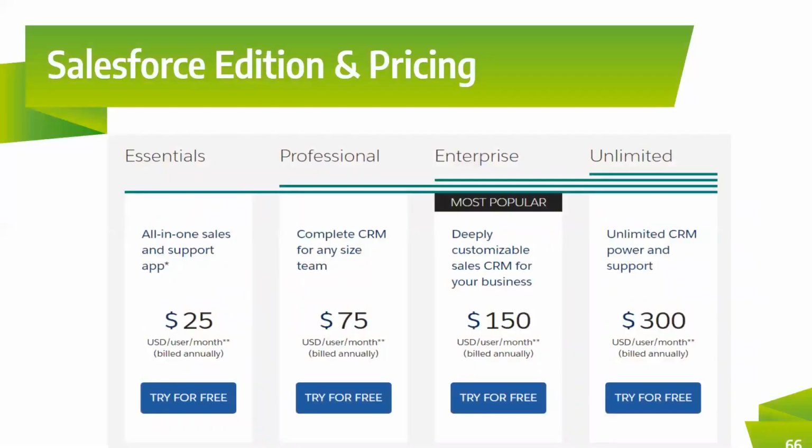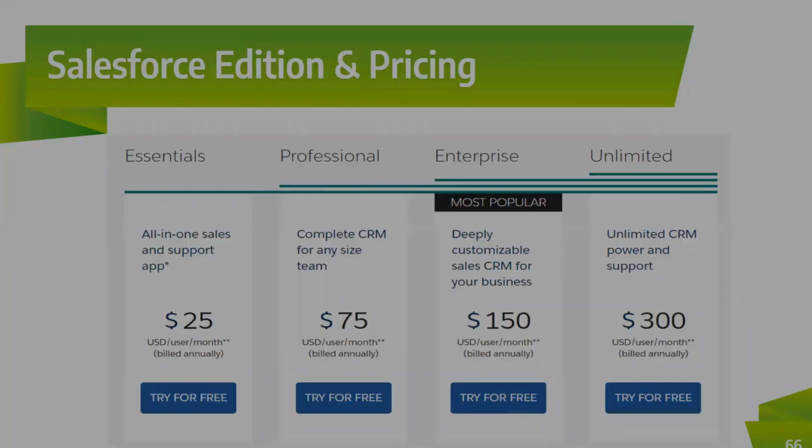When we come to pricing, for Essentials it is going to be $25. If you are going to take Essentials Edition, you have to pay $25. Whereas Professional is going to be $75, Enterprise Edition is going to be $115, and Unlimited Edition is going to be $300. Right, that is $300.